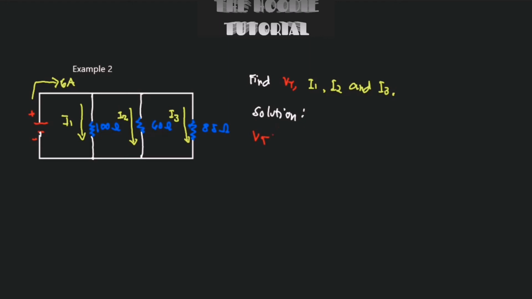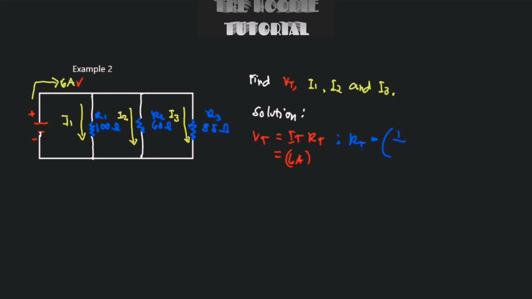So VT, by Ohm's law, is just equal to IT times RT. Since we only have IT right here, which is the total current, we just substitute that value, 6 amps. And then we don't have the value of RT yet, so since this is a parallel circuit, we need to find RT first. So RT would be, in parallel circuits, we just need to find the R1, R2, and R3, where R1 would be this one, R2 would be this one, and R3 would be this one.